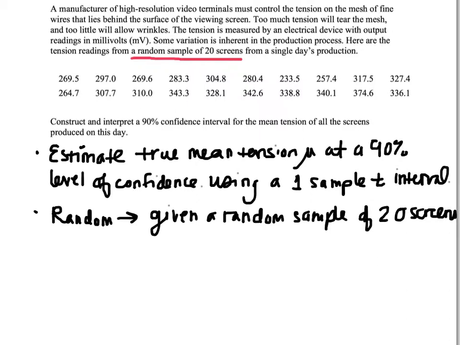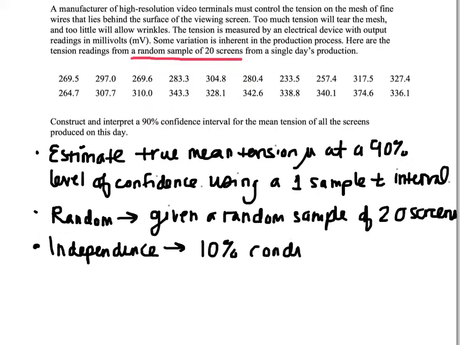Okay, and like I said, we're going to talk about normality in a moment. Let's look at independence next. Hopefully you remember that the independence condition is the same as the 10% condition. So we just need to make sure we meet the 10% condition, which says that as long as our sample size is less than 10% of the population, we're good. And so 10 times 20 is 200. And it seems reasonable to believe that at least 200 video screens were produced in a day of production.